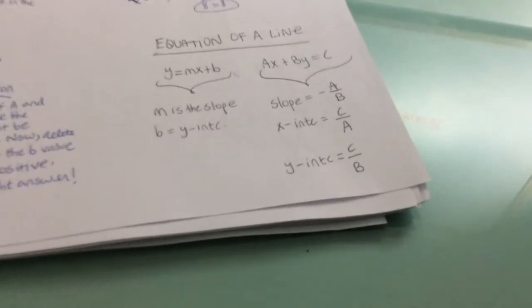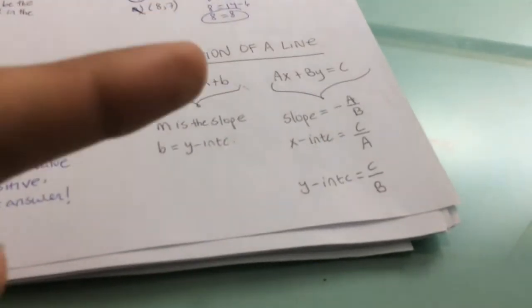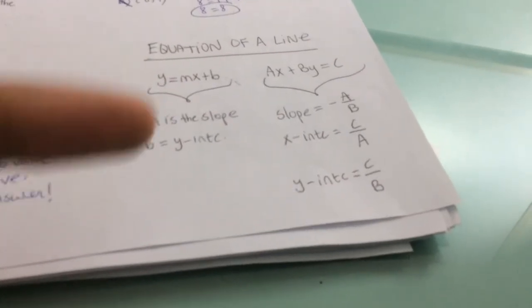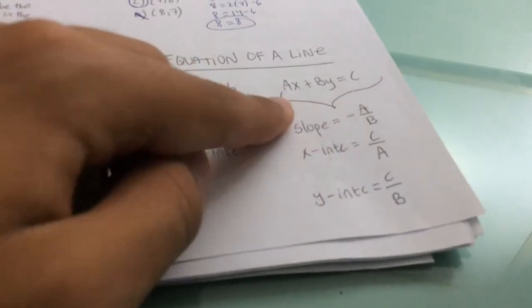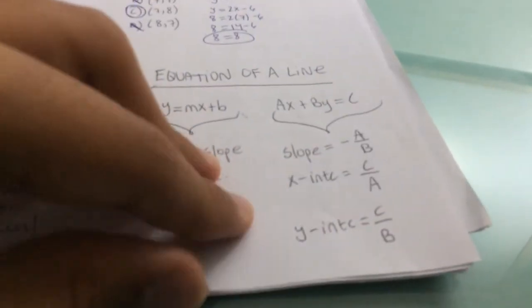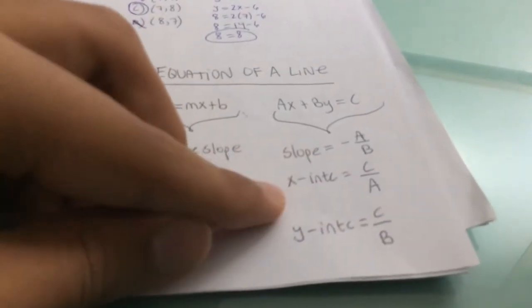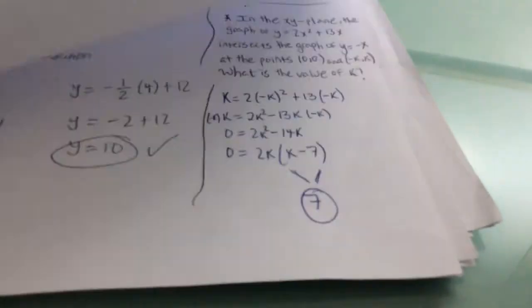And okay, here are the formulas of the equation of the line. M is the slope, this is the slope-intercept form, and this is the standard form. Okay, here's how you find the slope, the y-intercept, and the x-intercept.